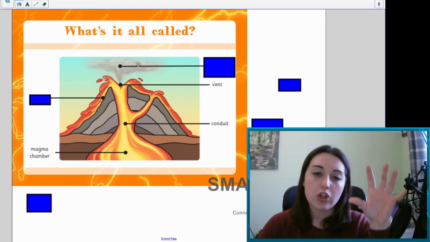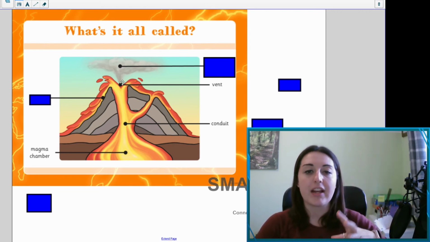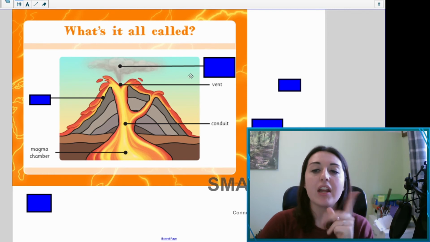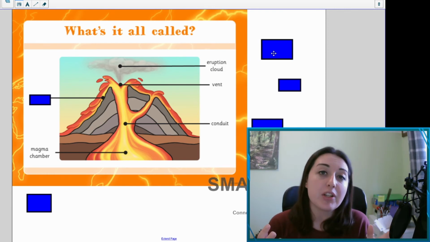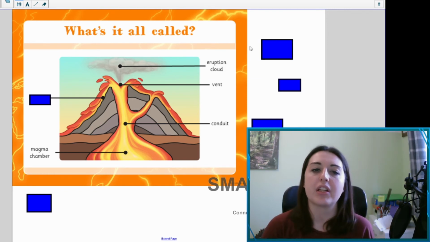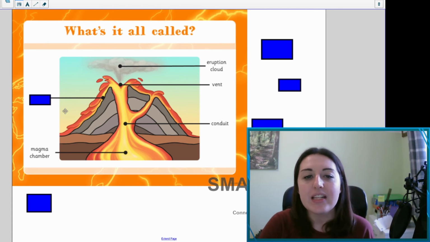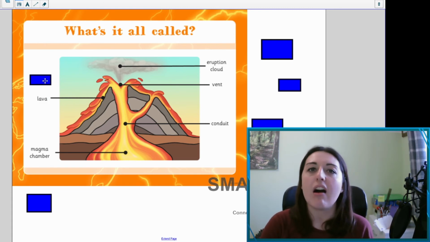Now, when we have the top of the volcano, when all of the lava comes out, this cloud that is formed is an eruption cloud or the ash cloud that comes out the top. And then this here is pointing at the lava itself.